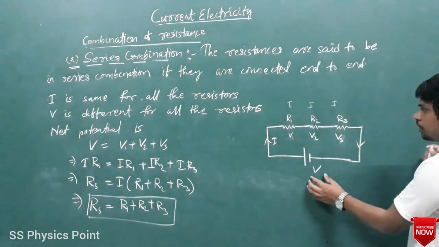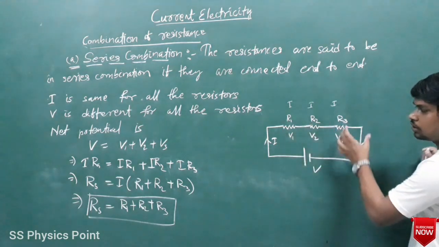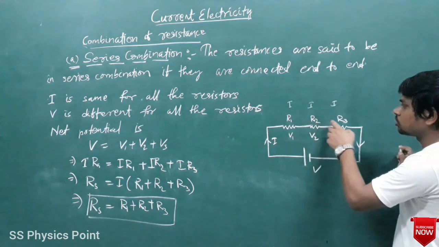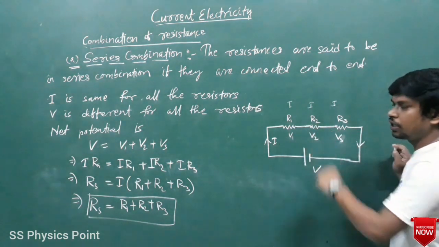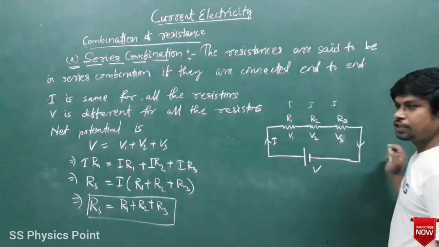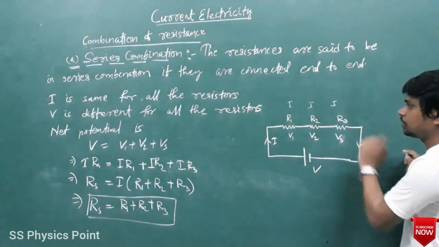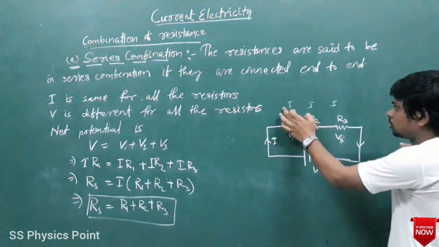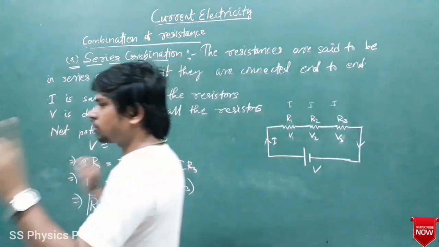So the amount of potential you are applying is divided across each resistor. For the first resistor, suppose the potential drop is V1. For the second resistor, suppose the potential drop is V2, and for the third resistor it is V3. These V1, V2 are different, but the current across each resistor is the same. This is the rule for series combination.